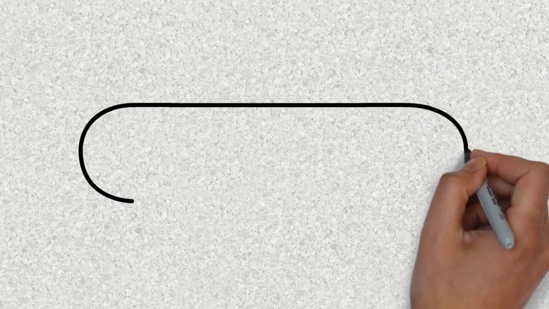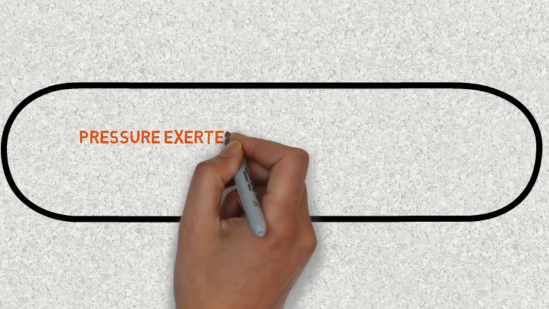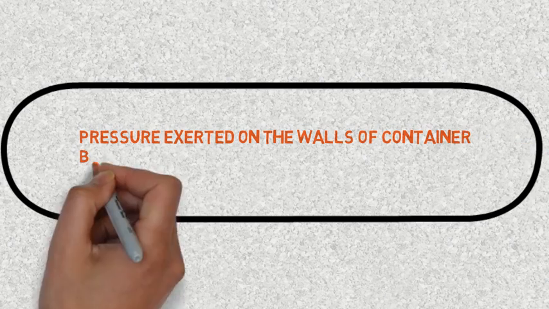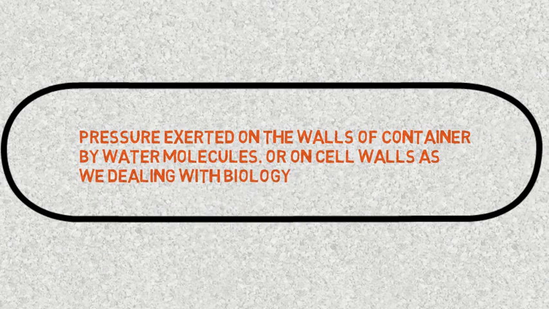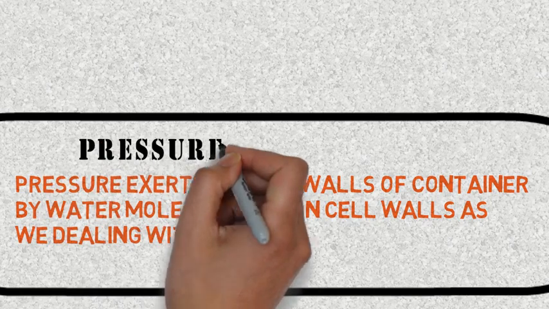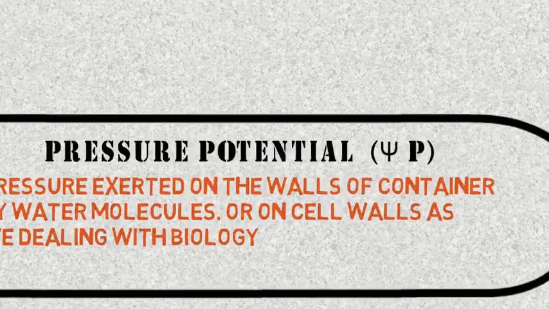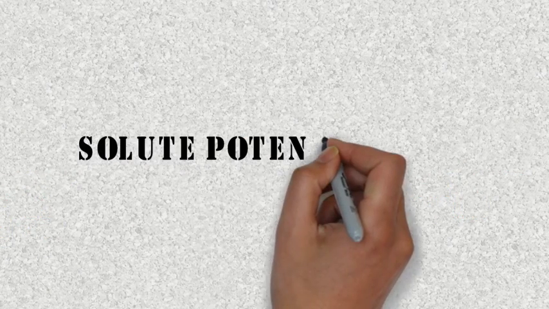Psi P, that is the pressure potential, is basically the pressure exerted by the water molecules on the walls of the container, or in biological terms you can say that the pressure exerted on the plant cell walls is called the pressure potential. Now let's talk about the solute potential.